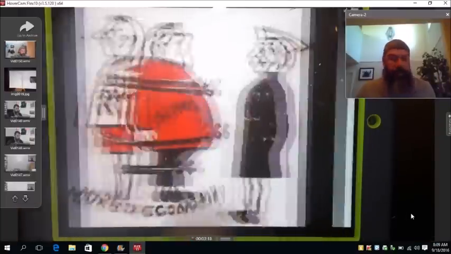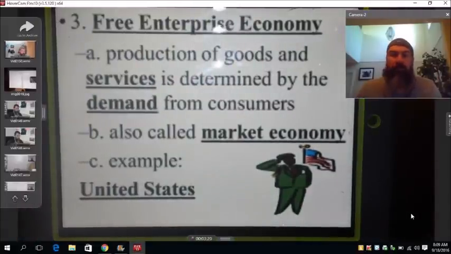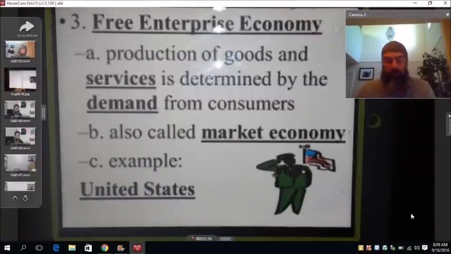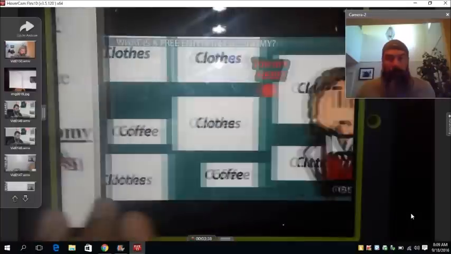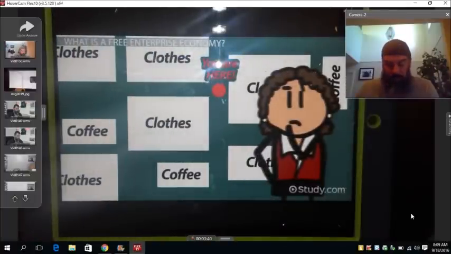All right, and lastly, you have the free enterprise economy. This is where the production of goods and services is determined by the demand from the consumer, not the government. This is also called a market economy. So you've got two new words, capitalism and market economy. These are all examples of the United States. Here, citizens and businesses make most of the economic decisions.